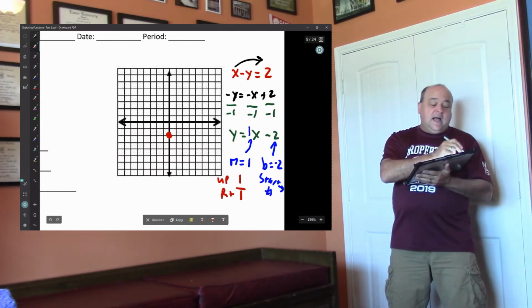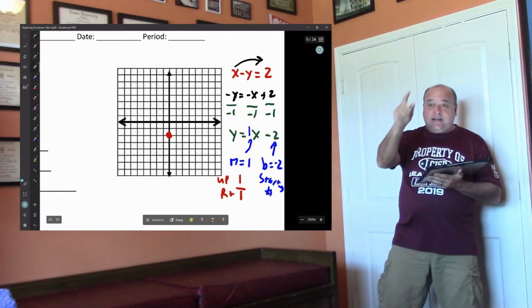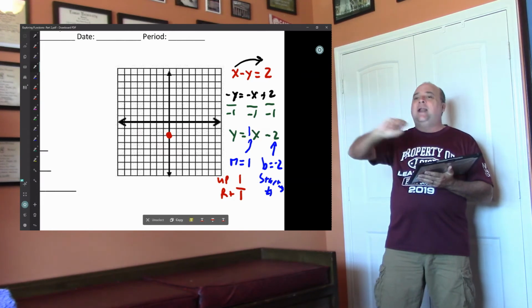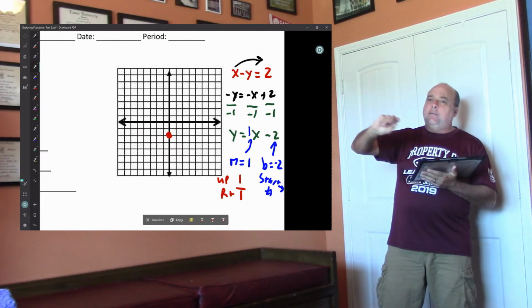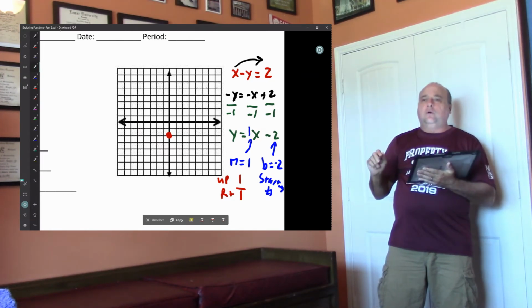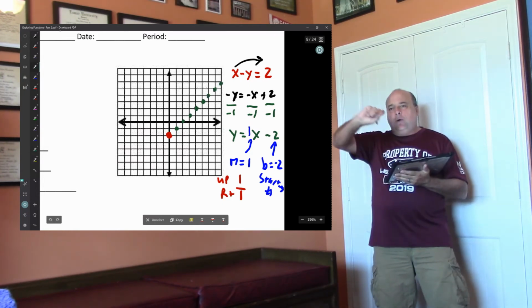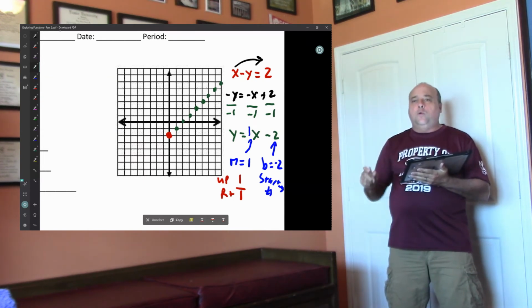So from the red dot, not from the origin, from the red dot I just drew, I'm going to go up 1, right 1, up 1, right 1, and I'm going to continue that. This is going to make a dot right through the grid points. So up 1, right 1, I get a dot here. Up 1, right 1, up 1, right 1, up 1, right 1, up 1. Just keep repeating the process. Notice the slope of 1 is going to go through every single grid point.